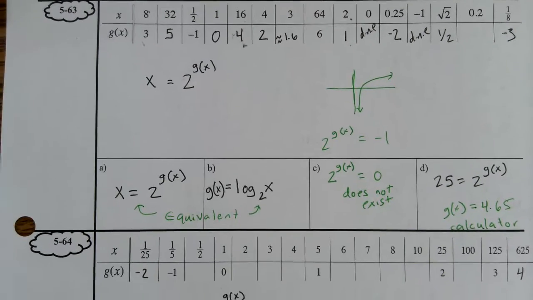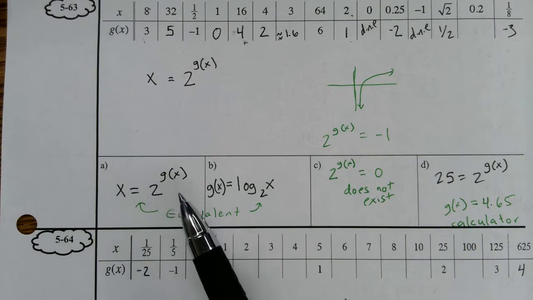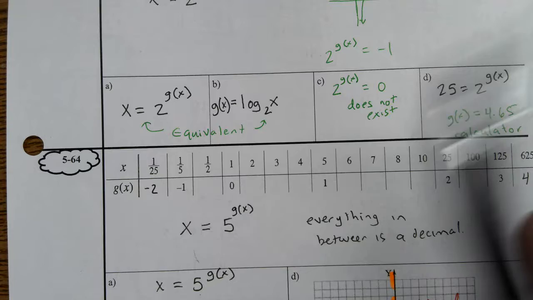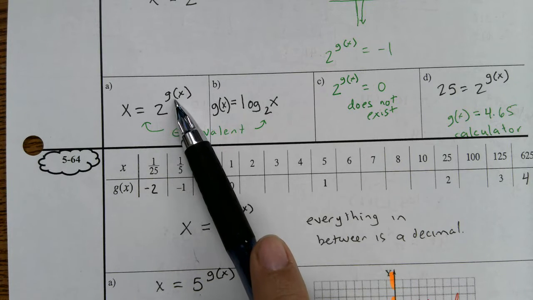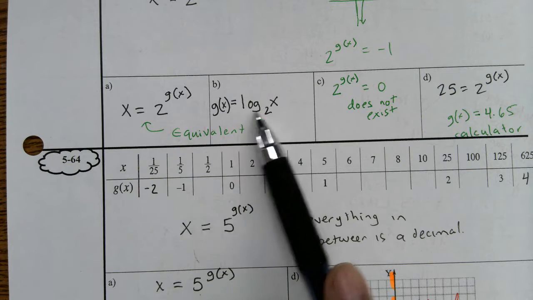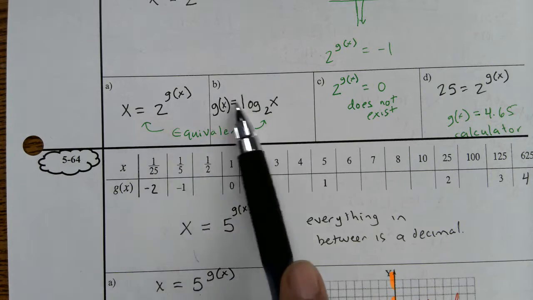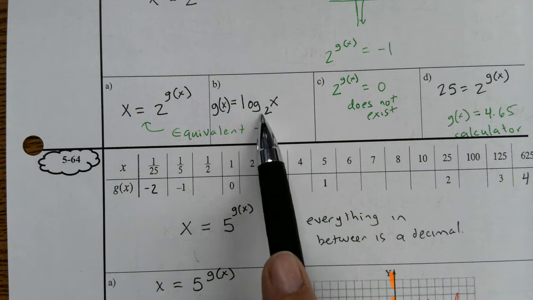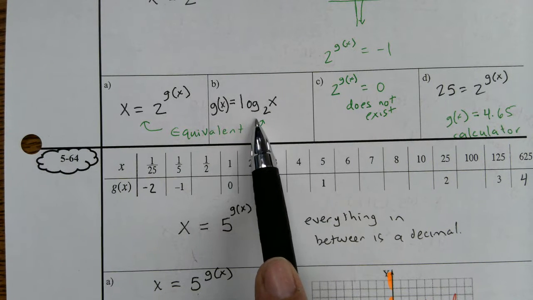Okay, so then we continued over here where part A was asking to write the equation in exponential form, x equals 2 to the g(x) power. And we can rewrite this exponential as a logarithm with base 2. So g(x) equals log base 2 of x. These two equations are equivalent. Okay, so we're going to be getting more familiar with the log equations.